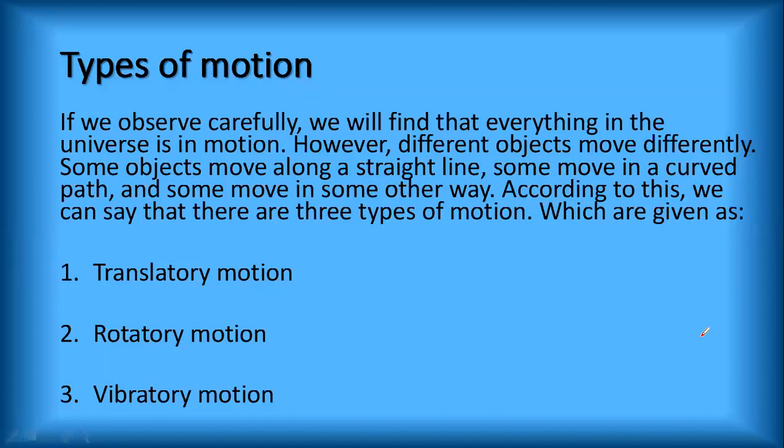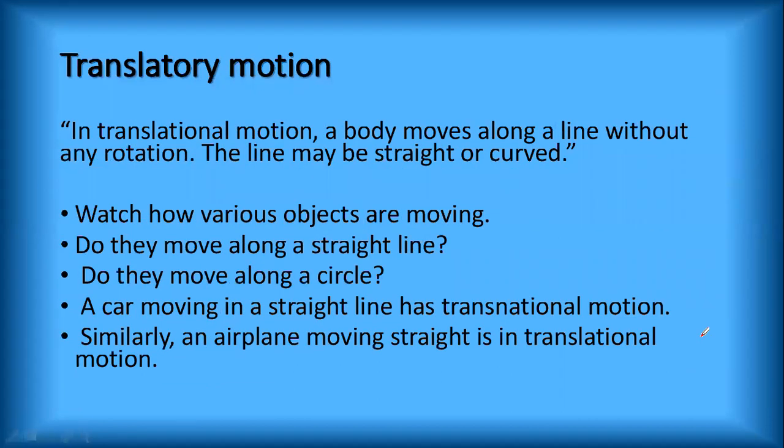So we come towards the first type, translatory motion. In a translatory motion, a body moves along a line without any rotation. The line may be straight or curved.